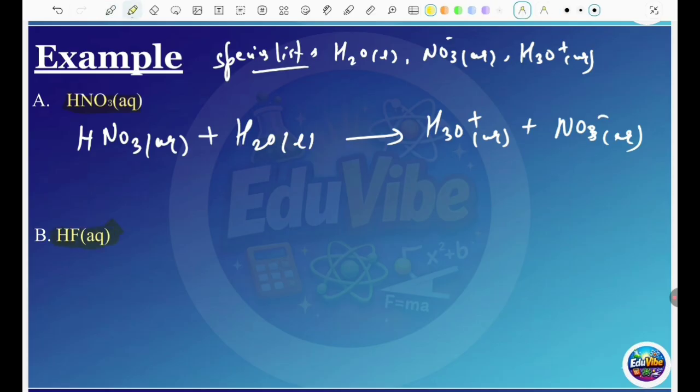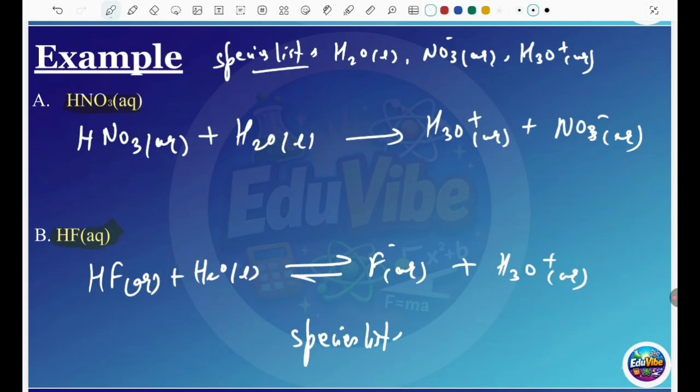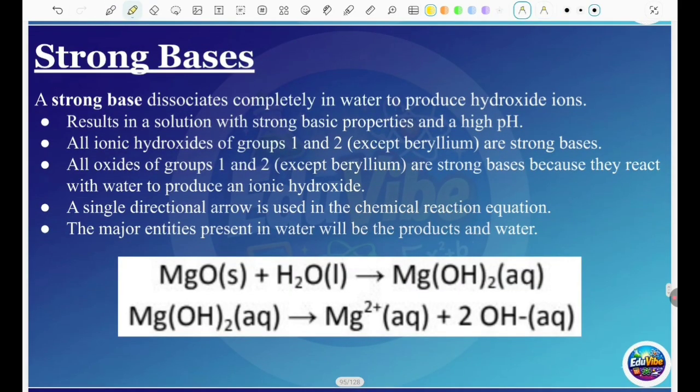Now we have HF. HF is a weak acid. So it reacts with water. Now we have to use the equilibrium arrows, and they produce F- aqueous plus H3O+ aqueous. Done. But if you write the species list for this, we have to include the water and the reactant, which is HF. We can't put the products in that, because in a weak acid the major entities present in the solution are the reactants, the acid and water.